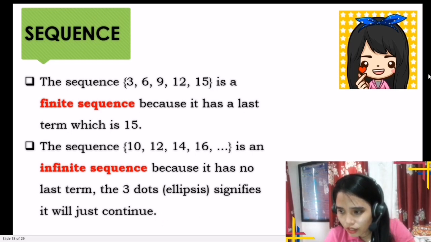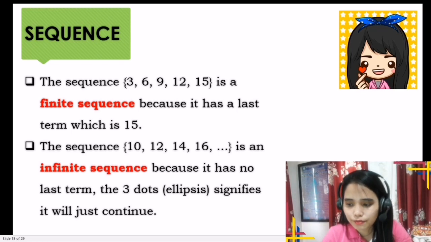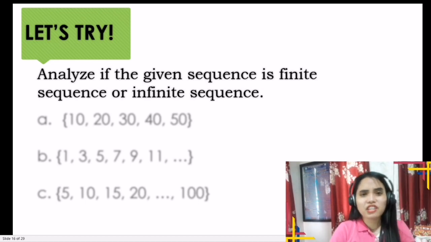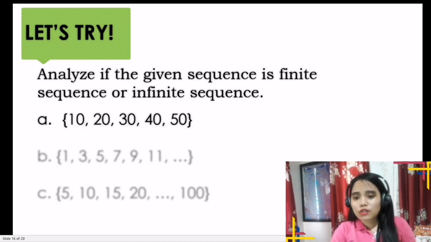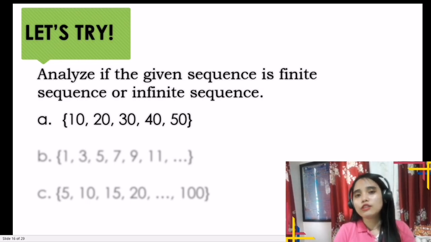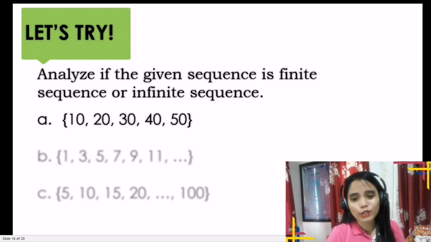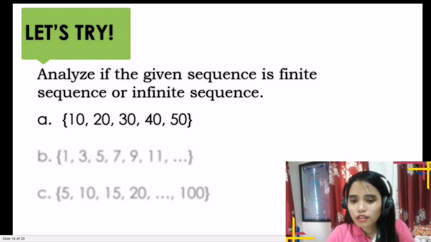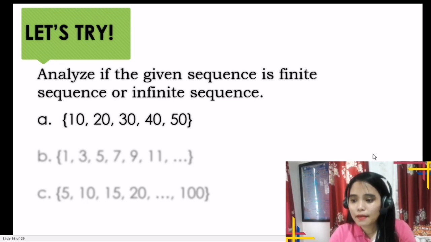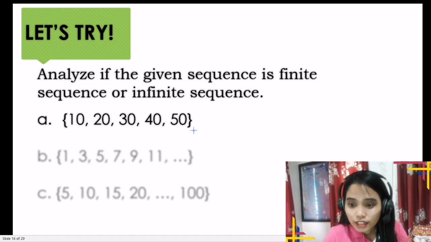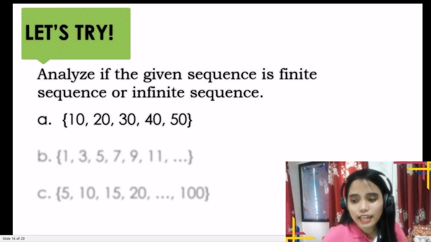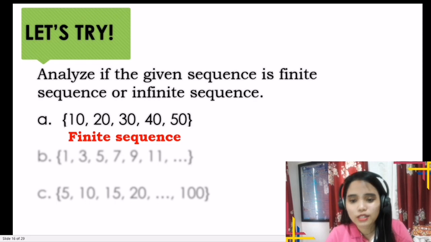So, let's try this example. Analyze if the given sequence is finite or infinite. So, we'll just say if finite or infinite. So, 10, 20, 30, 40, and 50. Diba kapag finite, may last term, and infinite, walang last term. So, 10, 20, 30, 40, and 50. May last term ba? Tama. May last term. Last term is 50. That is why this sequence is called a finite sequence.